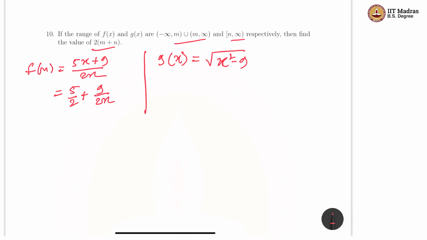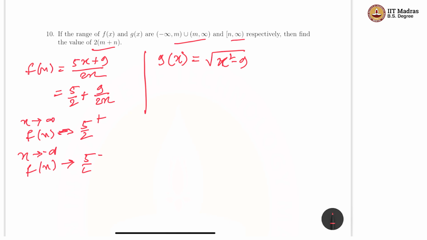Now we can make an easy observation that when x tends to infinity, this f(x) will tend to 5 by 2 from the positive side. And if x tends to minus infinity, then f(x) will tend to 5 by 2 from the negative side. Because we don't have infinity in the real number system, this function f can never take the value 5 by 2.